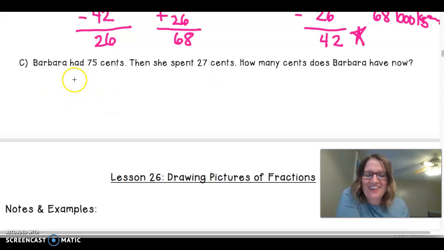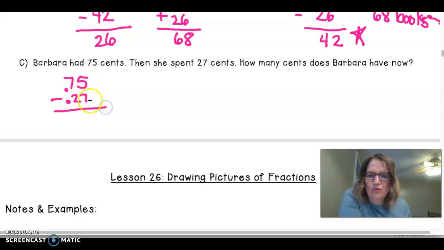Barbara had 75 cents. Then she spent 27 cents. How many cents does Barbara have now? She had 75 cents. Let's not forget that. Then she spent 27 cents. Now notice how I'm lining my ones and my tens up. 5 minus 7. I can't do that.